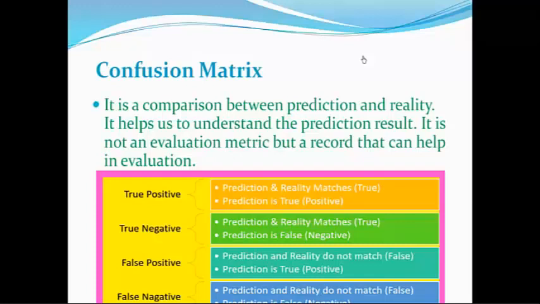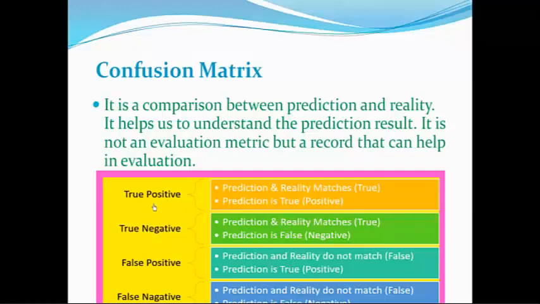Table by which we can compare between the prediction and the reality. It helps us to understand the prediction result. It is not an evaluation metric, but a record that can help in evaluation. So in this confusion matrix table, we will do the comparison between the prediction and the reality.